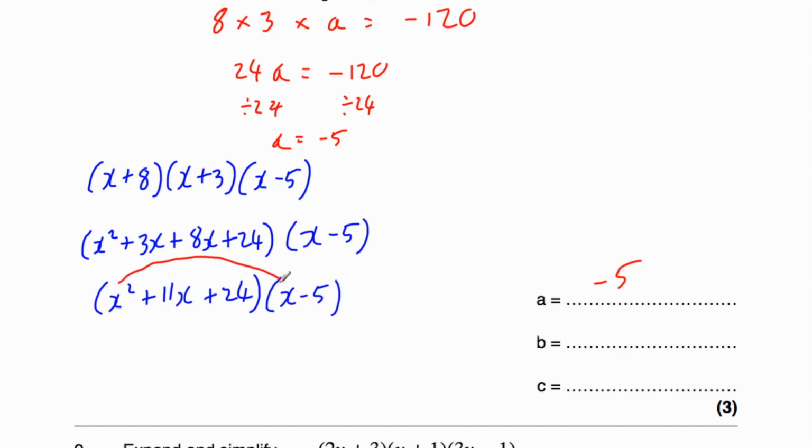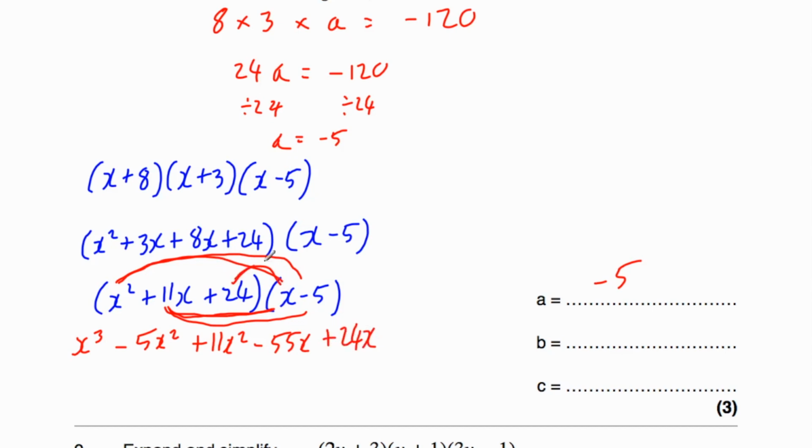So x squared times x would be x cubed. x squared times minus 5 would be minus 5x squared. And then 11x times x would be plus 11x squared. And then we've got 11x times minus 5, that's going to be minus 55x. And finally, 24 times x is plus 24x. And 24 times minus 5 would be minus 120.